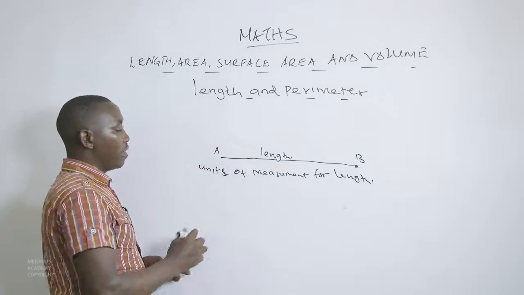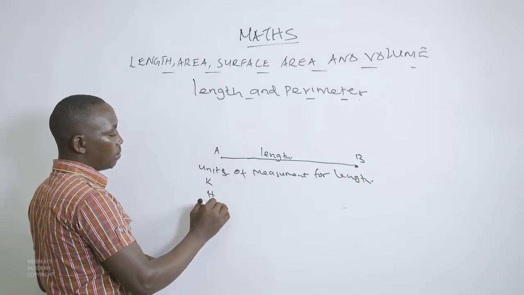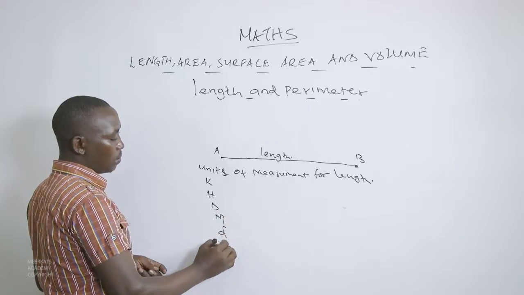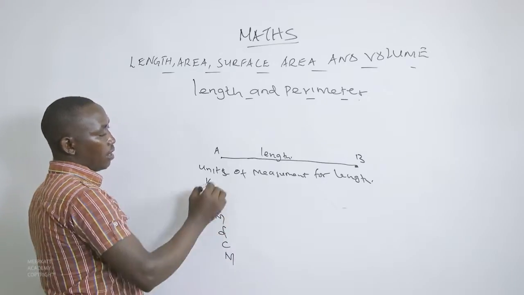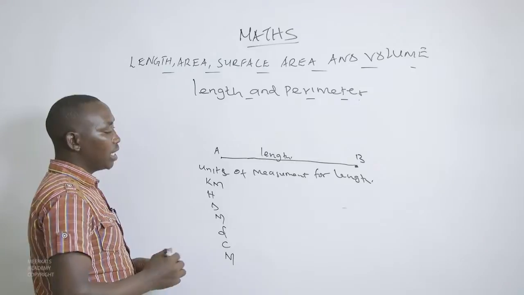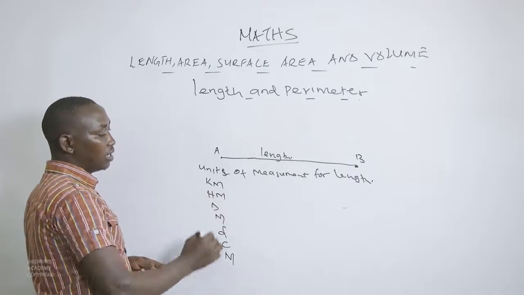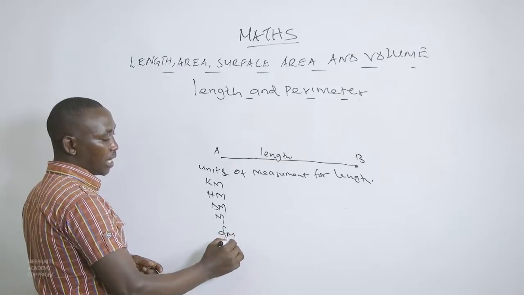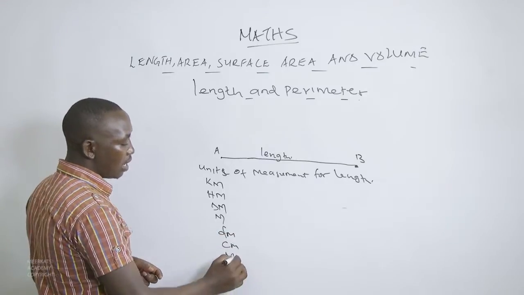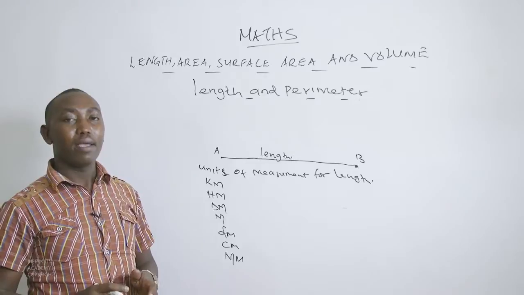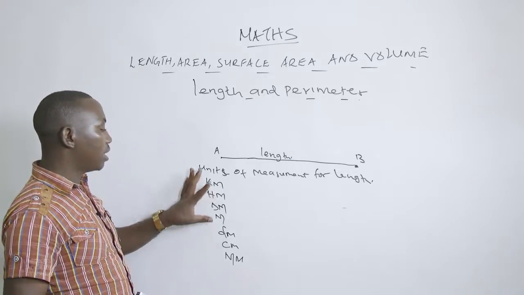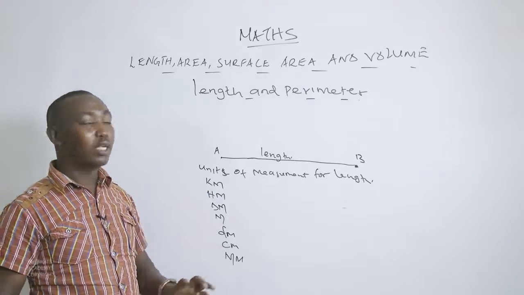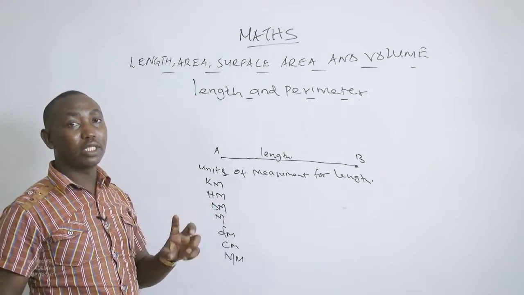There are so many of them. This refers to kilometers, this is hectometers, this is decameters, then meters, decimeters, centimeters, and millimeters. All these are the SI units that we normally use to denote length.